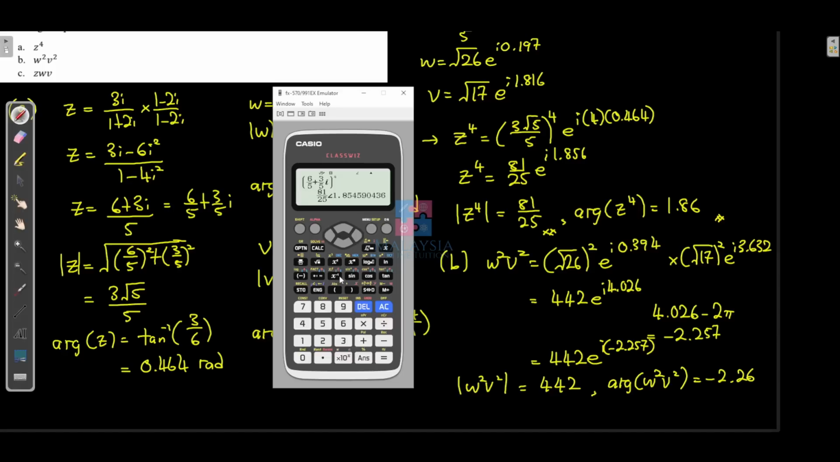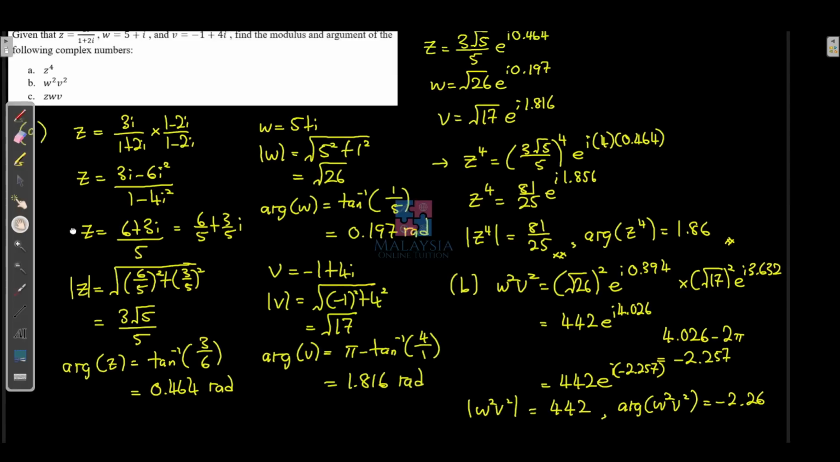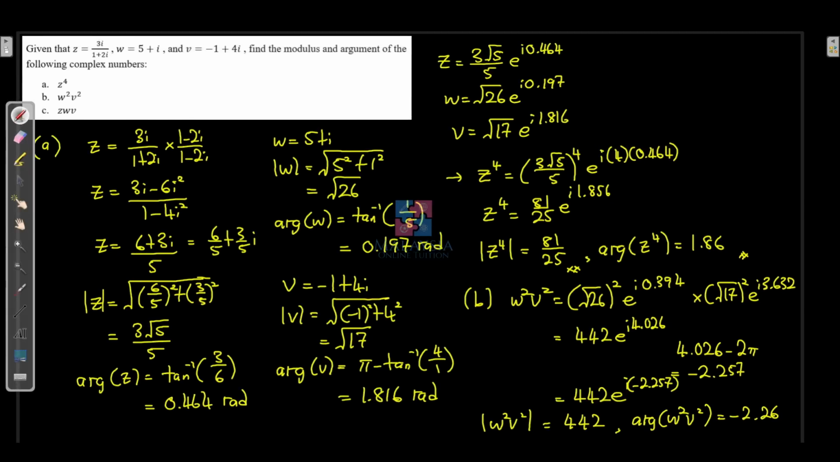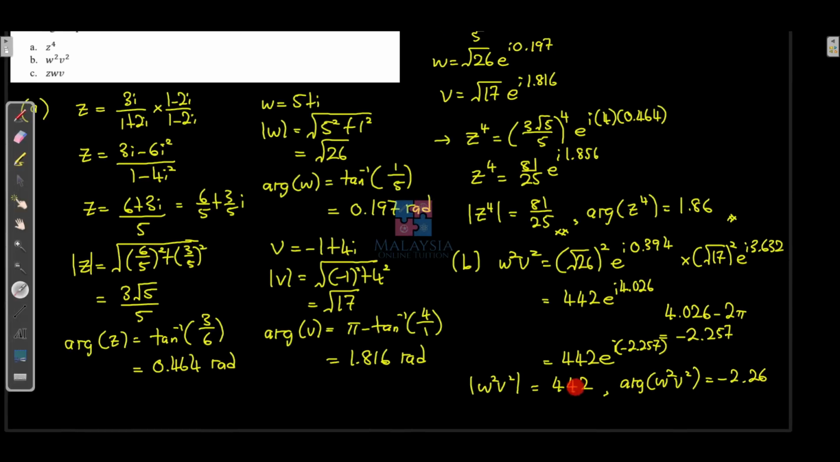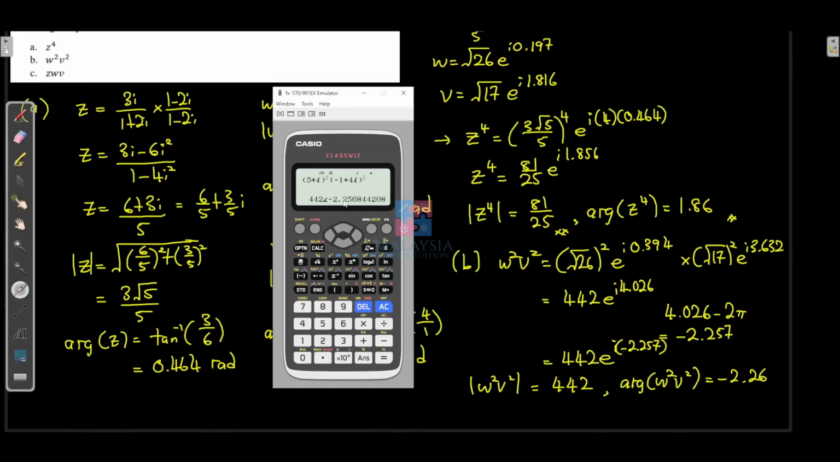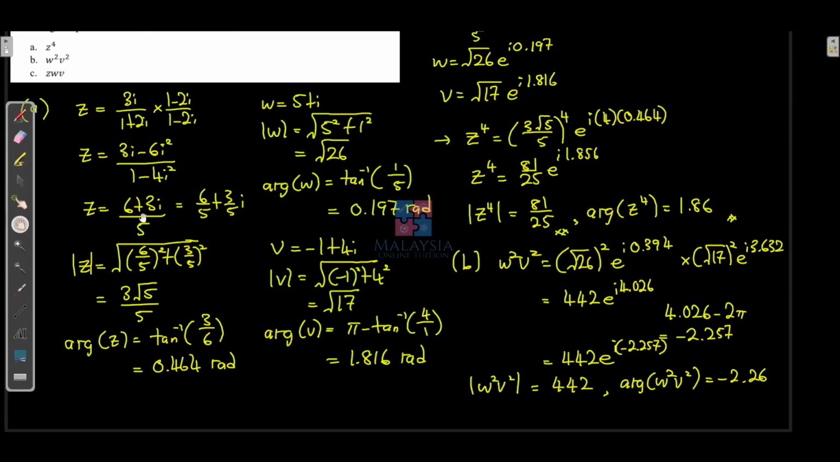So now let's check the answer for this one. What do we have there? w squared v squared. So we go back to the original complex numbers, 5 plus i squared and then negative 1 plus 4i squared. As you can see, we get 442, done. And then negative 2.26, done. Correct argument as well.